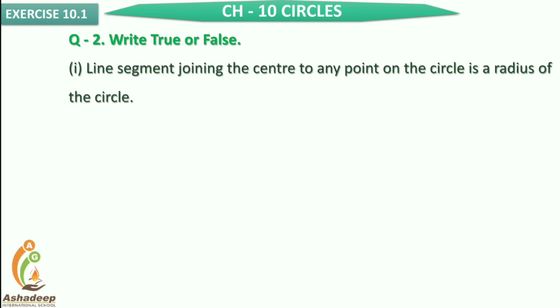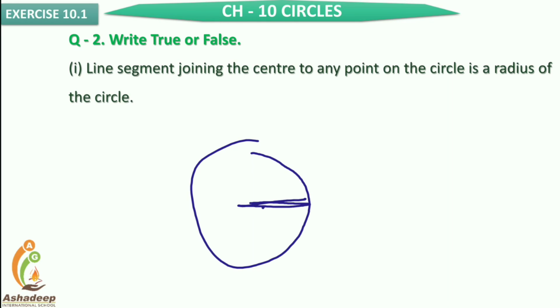A line segment joining the center to any point of the circle is called the radius. True. See, a line segment joining the center. This is the center, and if I draw any line from the center, all of these will be radii. So the statement is true.